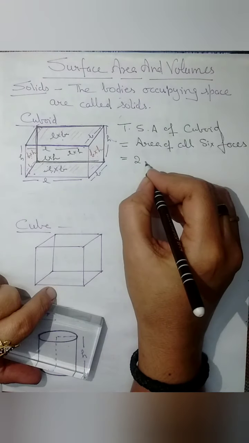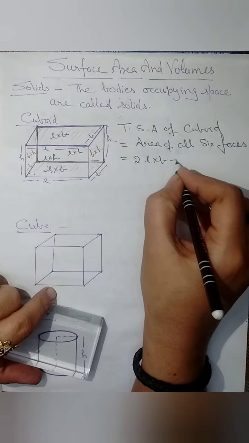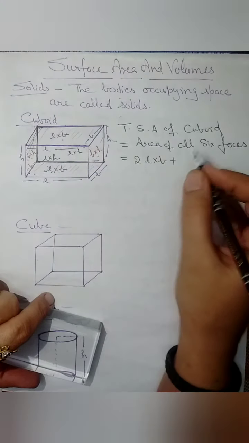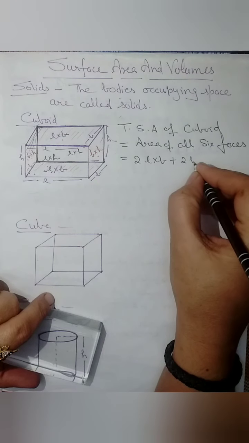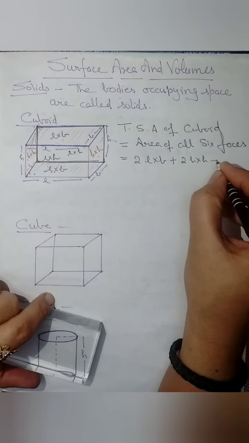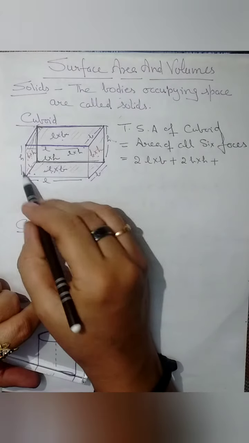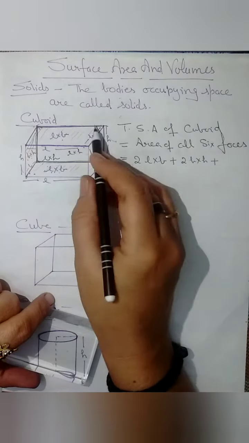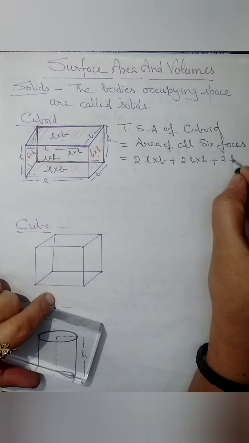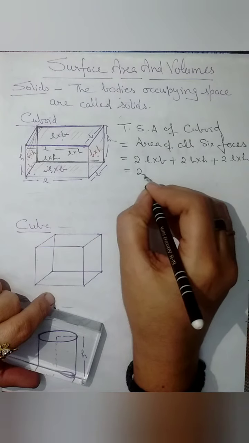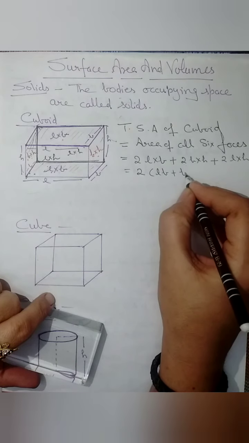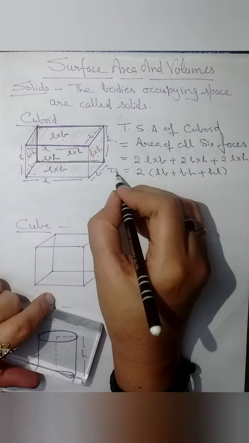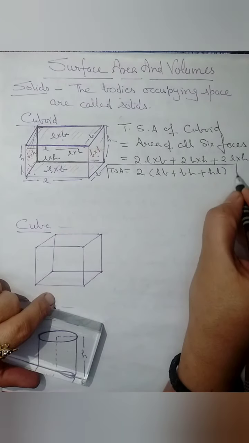It means twice L multiplied by B. Now see the sides. B multiplied by H, B multiplied by H. It is also coming twice. Now the front of this cuboid, L multiplied by H, and at the back also L multiplied by H. We can take out 2, and it will be 2 times LB plus BH plus HL. This is the TSA of the cuboid.